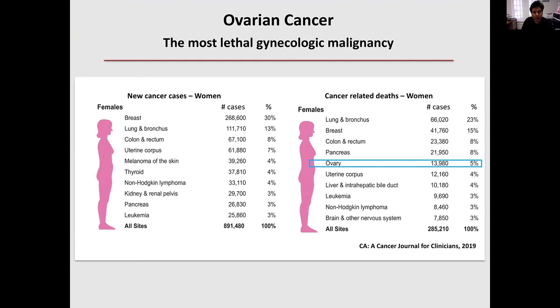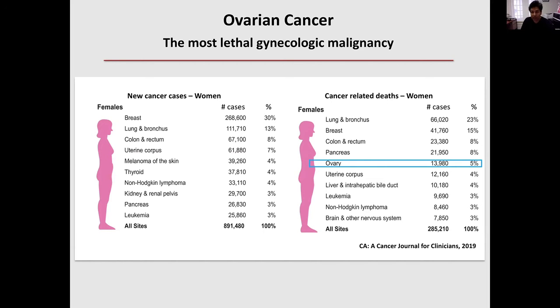So, ovarian cancer is not the most common cancer, so it doesn't even list amongst the top 10 cancers amongst women, but it is the fifth leading cause for cancer-related deaths amongst women. And it's the most lethal gynecologic malignancy.